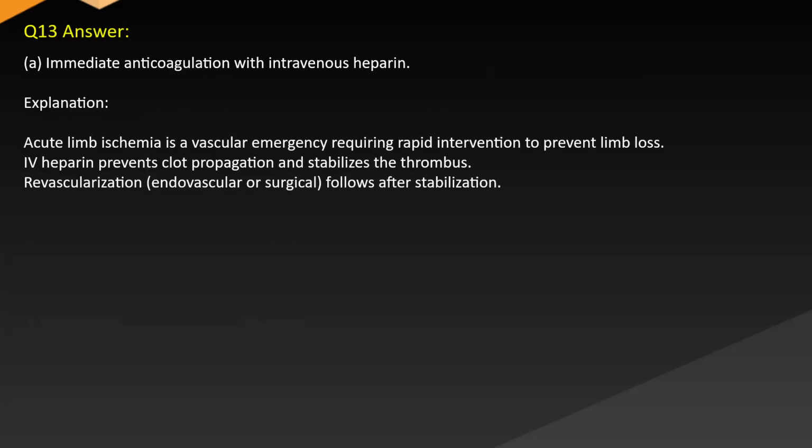Answer: A. Immediate anticoagulation with intravenous heparin. Explanation: acute limb ischemia is a vascular emergency requiring rapid intervention to prevent limb loss. IV heparin prevents clot propagation and stabilizes the thrombus. Revascularization, endovascular or surgical, follows after stabilization.